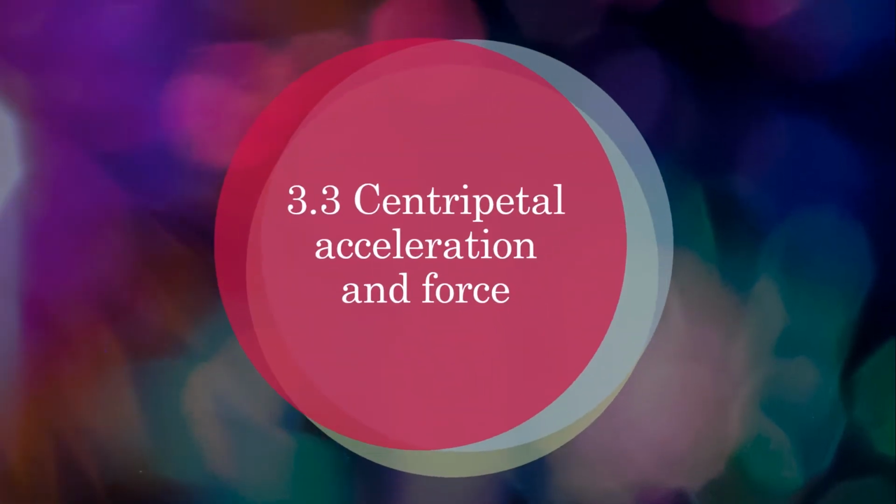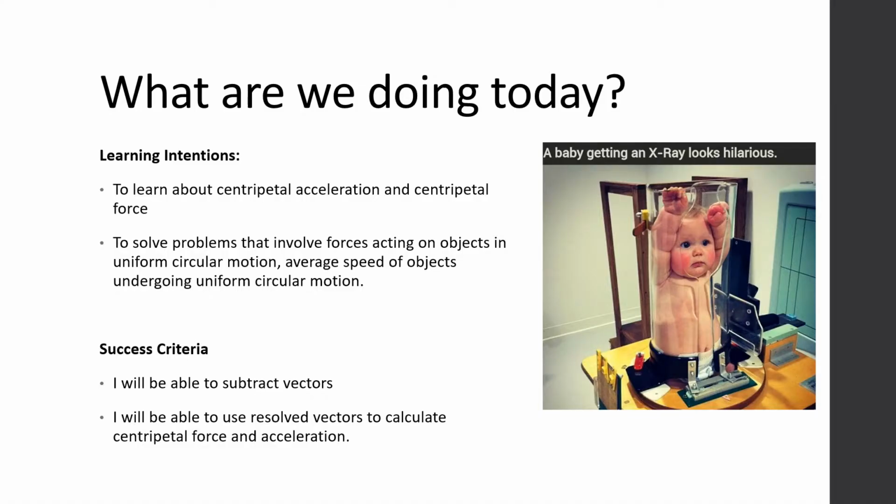Okay, so finally we're on to the sections of chapter 3.3, which relates to centripetal. So what are we doing today? Well, we're going to learn about centripetal acceleration and centripetal force. We've already learned about the definitions of those things, so we're going to do some calculations relating to them. And we're also going to solve problems that involve forces acting on objects in uniform circular motion, including the average speed of objects undergoing uniform circular motion.